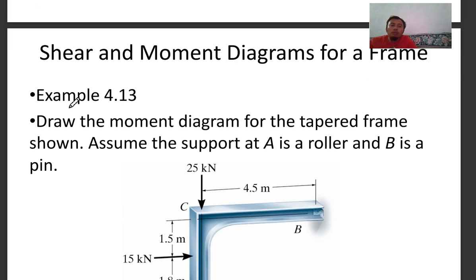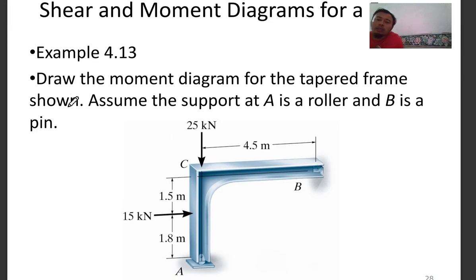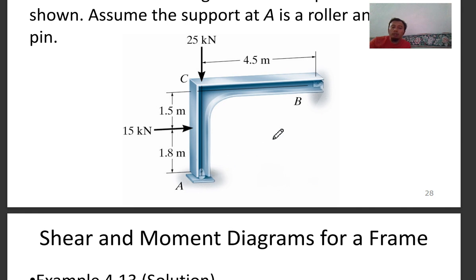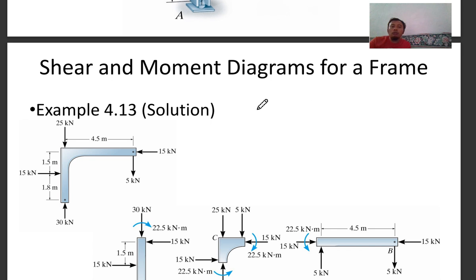So this is more important because this is a combination of beams. Basically, you can say a frame is a combination of two beams. So example 4.13: draw the moment diagram for the tapered frame shown. Assume support at A is roller and B is pin. So this is the roller, as you can see here. This is a pin. So what you want to do first is find your reactions. This is your reaction from the overall body.